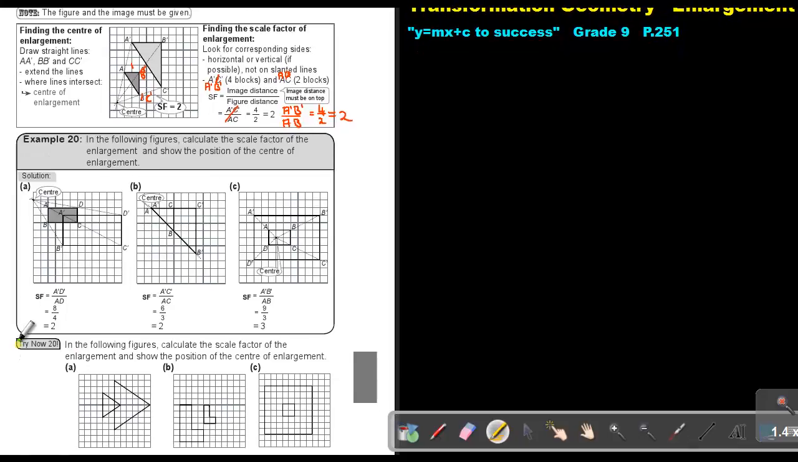I want you to do Try Now 20. The figures are a little bit unclear, so I will try to mark them. It's number A and B. This one is clear. I'm going to try to do the next one a little bit more clearly. So if I look at this one, it's just going to be here.